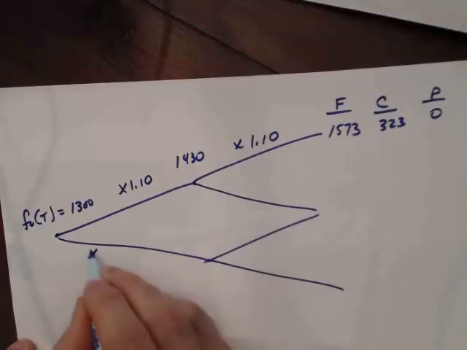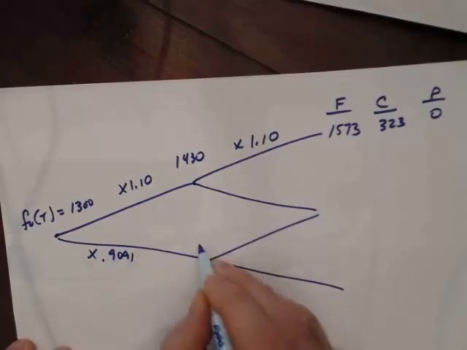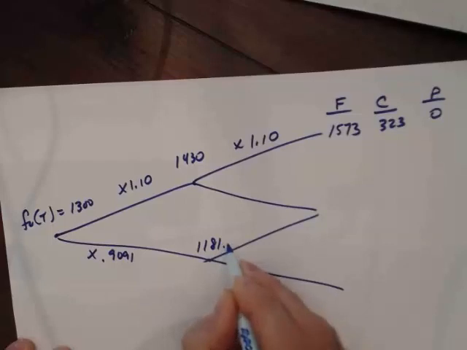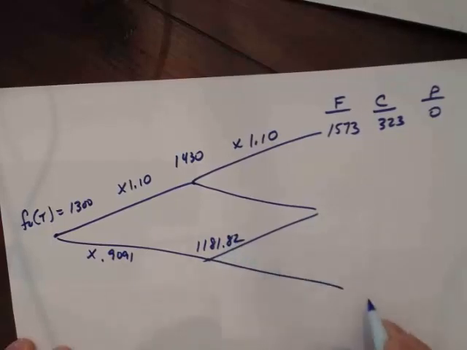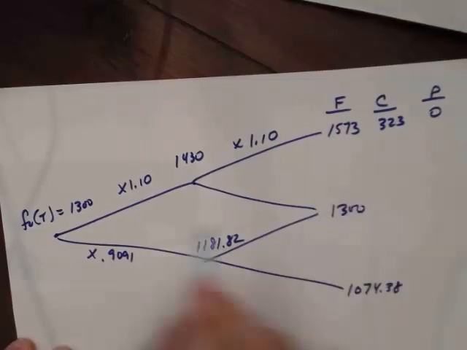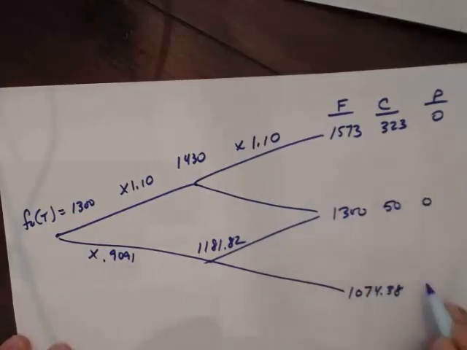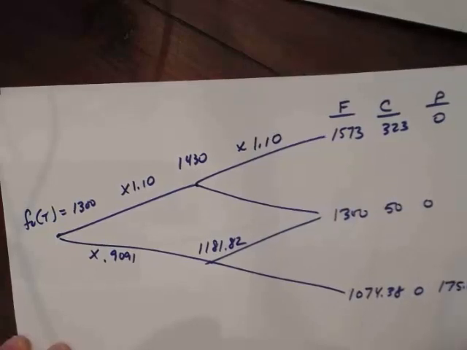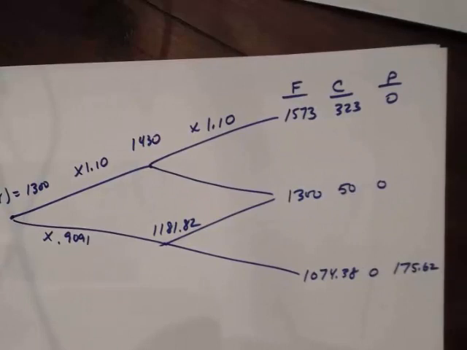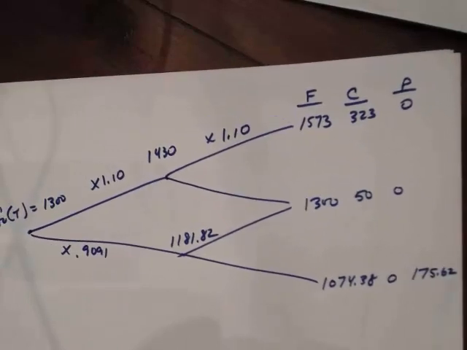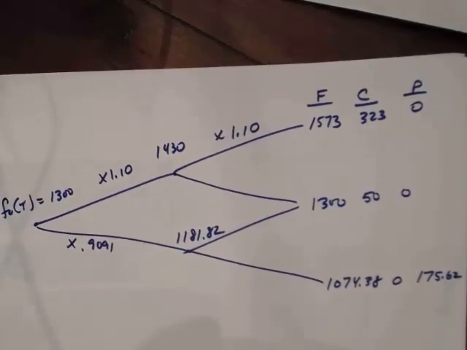Now, multiply this by 0.9091, and we get a futures price of 1181.82, and a futures price all the way down here, 107.438. Since it's recombining, the 1300 carries over. The payoff will be 50, 0, 0, and then it will be 175.62. This should all be very familiar to you so far. The only little difference is I substituted the futures contract price in place of the spot.